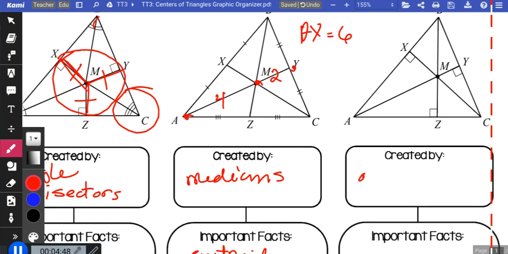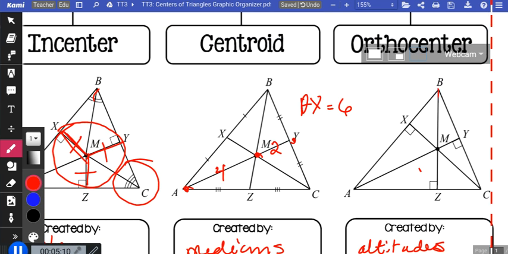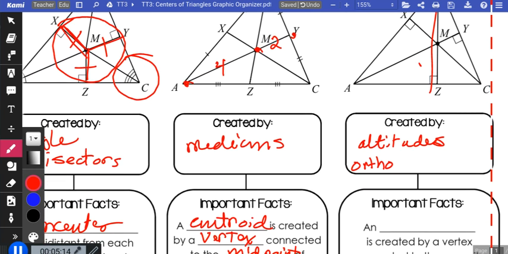Orthocenter is created by the altitudes. And I like to remember this one because orthocenter is like orthodontist, and they make your teeth straight. Well, altitudes are the lines or the segments that are straight from the triangle, especially if you're looking at this BZ one. It's going straight down from the triangle. So orthocenter, straight.